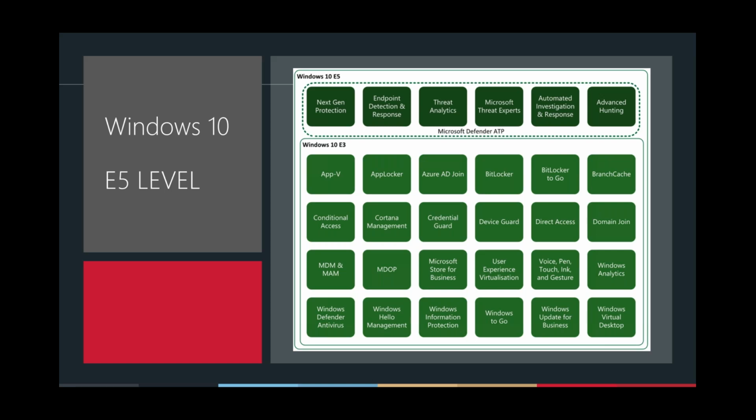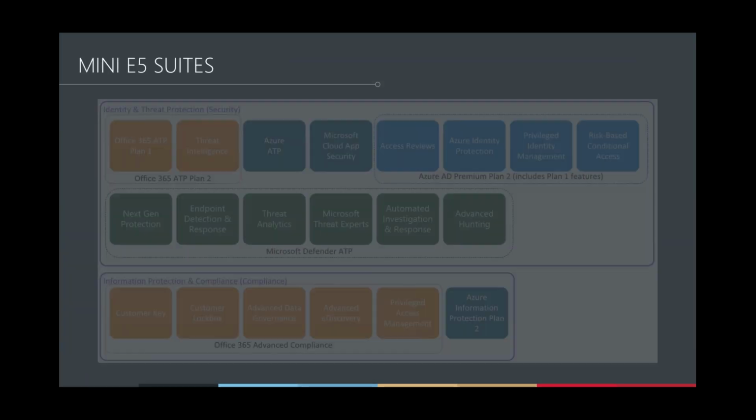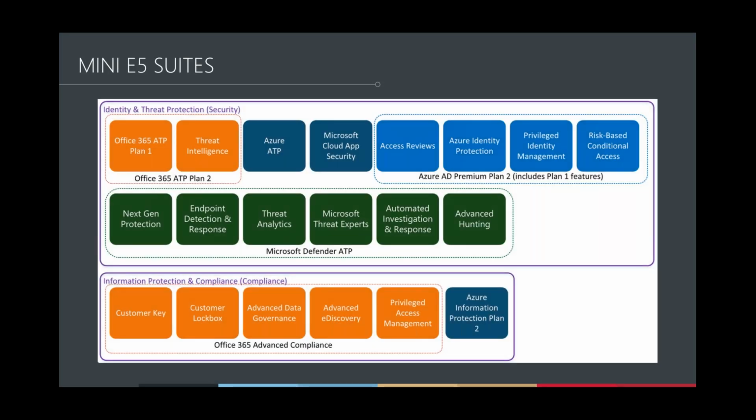So on the Windows 10 E5 level, it's basically just Windows Defender Advanced Threat Protection. That's all it is. It's good if you need it. Microsoft made a big play on E5, and there's some great stuff in there, but because of the high expense, it's double the cost of E3. And again, I'm really dealing in broad brushstrokes here.